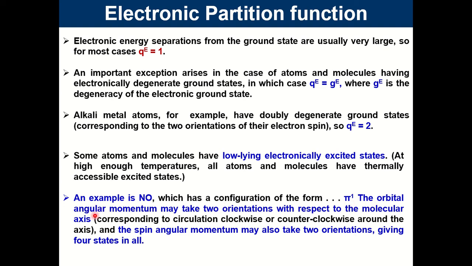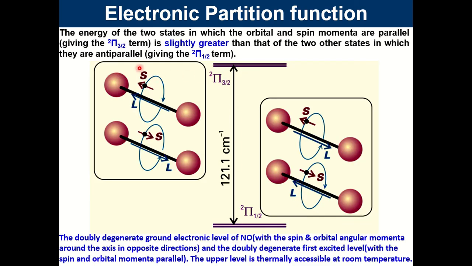The orbital angular momentum may take two orientations with respect to the molecular axis. The spin angular momentum may also take two different orientations. The orbital angular momentum can also have two different orientations. So the total degeneracy that you will calculate will be 4. This is the situation that we have.